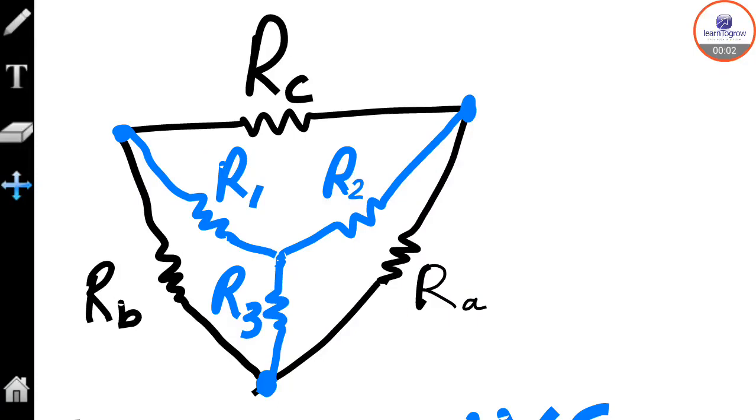You are watching Learn to Grow, and today we are with the topic wye-delta transformation. What is wye-delta transformation? As you can gather from the wording, we have a wye type connection of resistors. This is a wye type connection. And what is delta? A delta type connection.